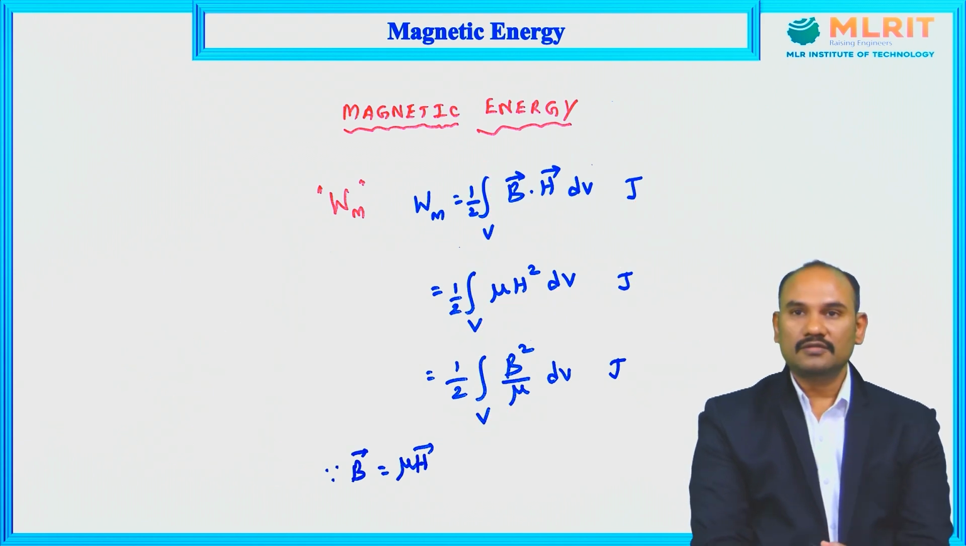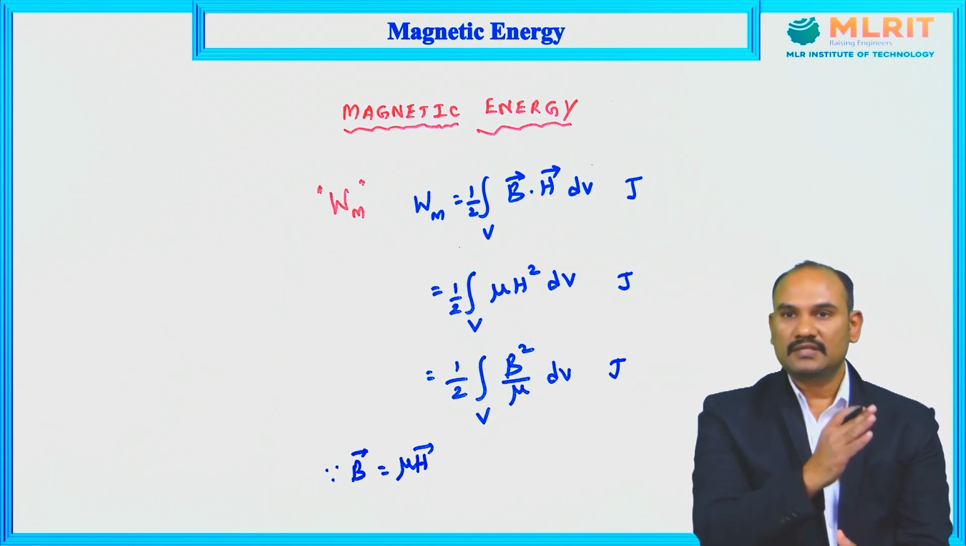So this concludes inductances, namely self-inductance and mutual inductance, and magnetic energy, which has a unit of joule and which is expressed in three different forms.